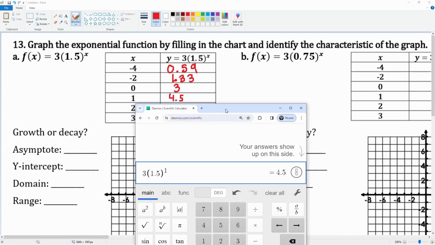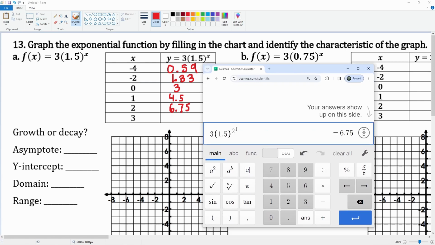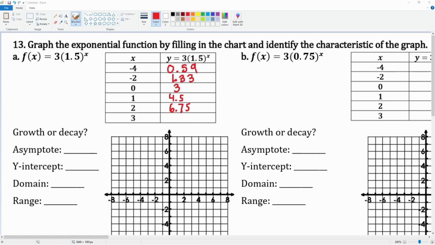And then we can put a 2 here. Oops, sorry. The exponent should be 2. And that is 6.75. And then let's put a 3. 3 might be too big. Yep, it's 10.12. All right, let's graph this the best I can.